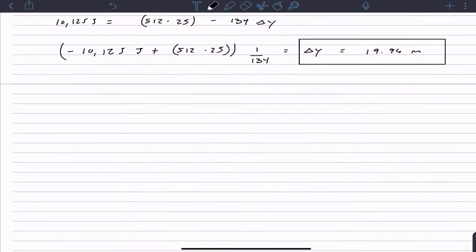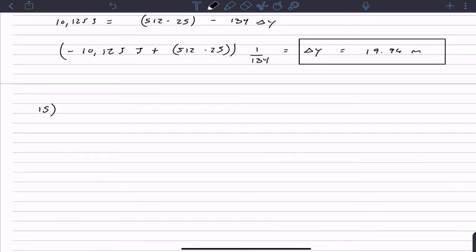Okay, for number 15, we're given two vectors. I'll just write them down real quick. So we're given these two vectors. Okay, a cos 15 i hat plus a sine 15 j hat, and the same thing for b cos 15 i hat plus b sine 15 j hat. We're asked to find the angle between these two vectors.